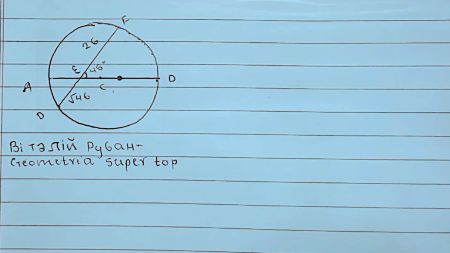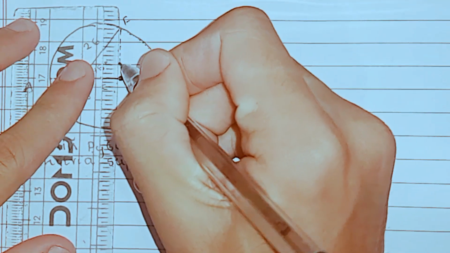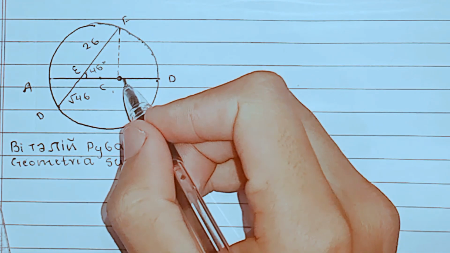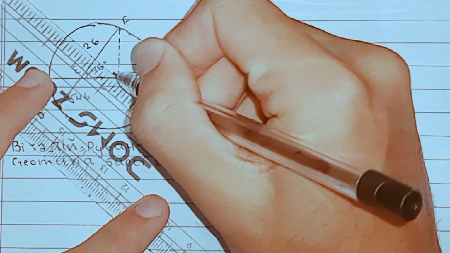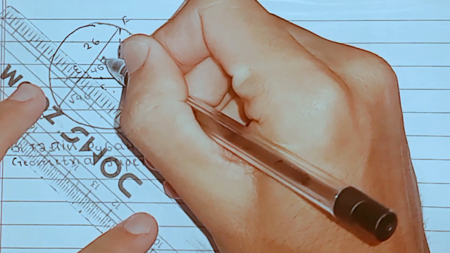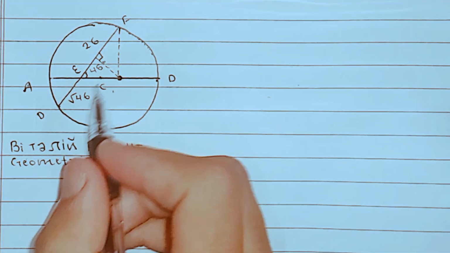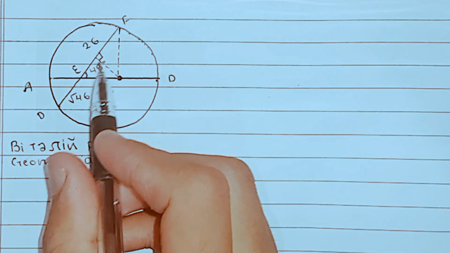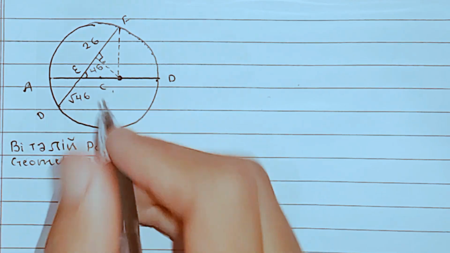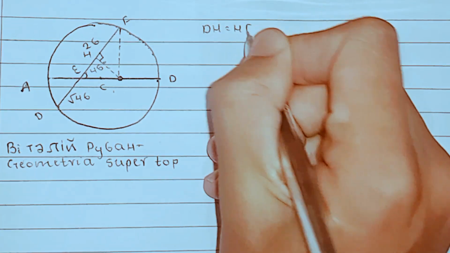Now to begin this question, first of all we will join point F and C, and we will draw a line perpendicular from the center to the chord DF. Okay, so drawing a perpendicular line, and now we know a theorem that the line drawn from the center of the circle perpendicular to a chord will bisect the chord, that is DH equals HF. We will use this later.